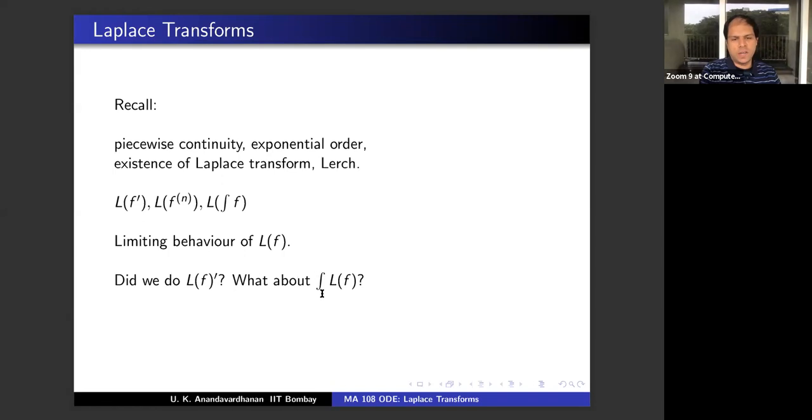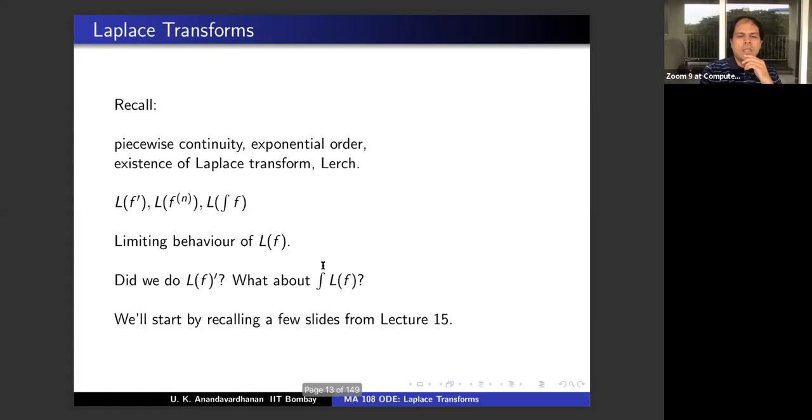Because what is the integral? I'm going to formulate the integral from s to infinity. So that will take care of the sign. I think we will see in the slides when it comes. But the basic idea is division by t inside. Yes. So we will start by recalling a few slides from the last lecture because these are all very, very important examples.